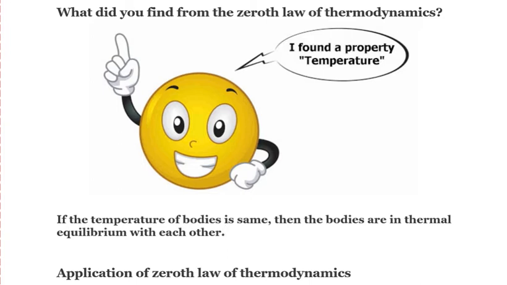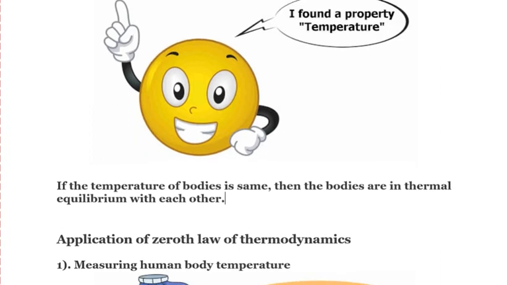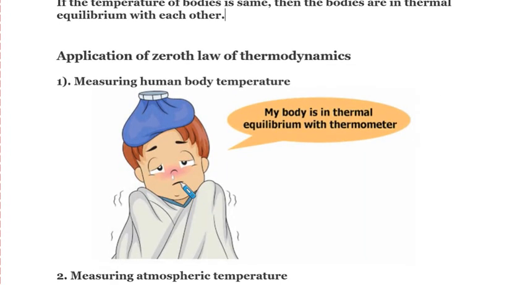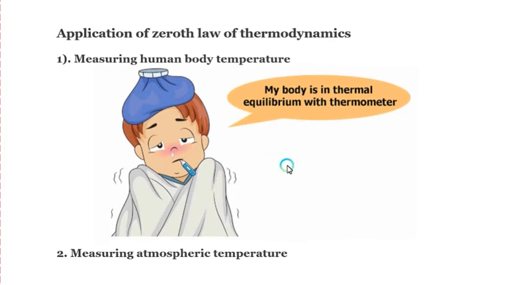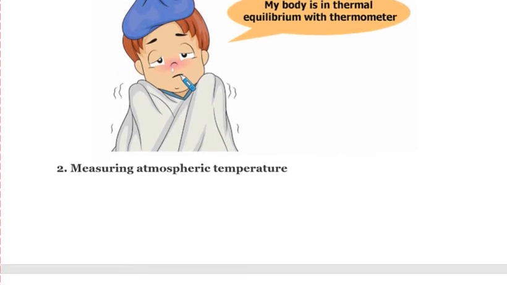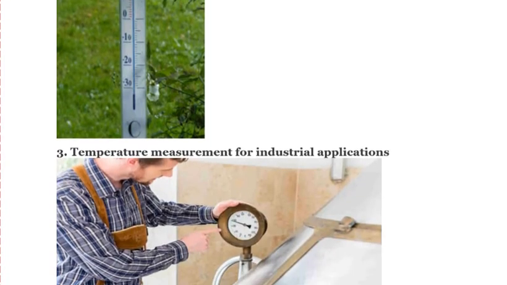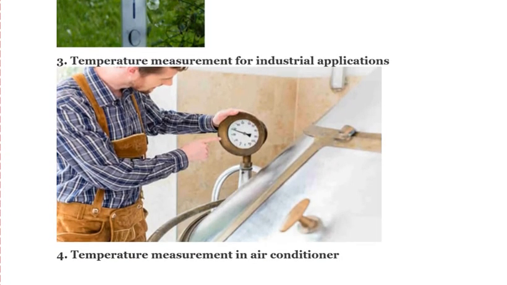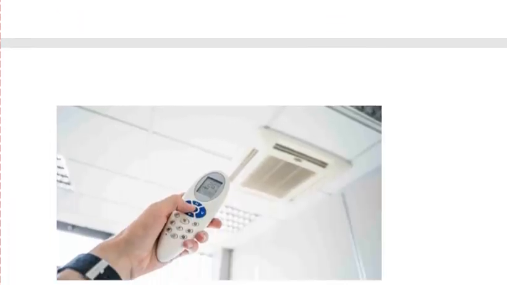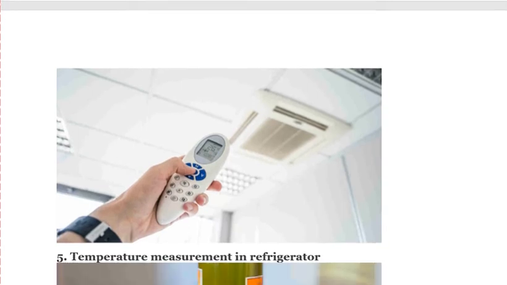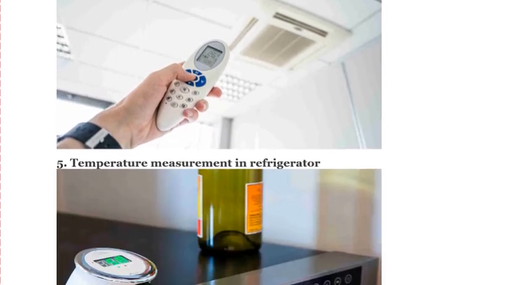So, applications of your zeroth law of thermodynamics include the following. Number one, measuring your human body temperature. Okay? So, zeroth law of thermodynamics ang nag-govern sina. Measuring the atmospheric temperature, that is zeroth law of thermodynamics. We have your temperature measurement for industrial application. That is governed by the zeroth law of thermodynamics. We have temperature measurement in air conditioner. That is zeroth law of thermodynamics. We have temperature measurement in your refrigerator.